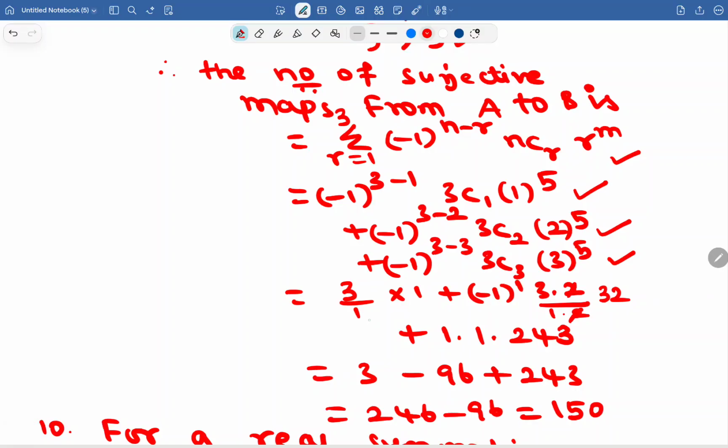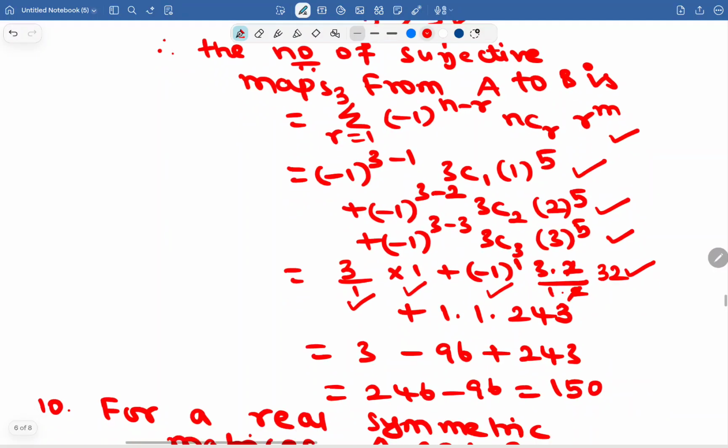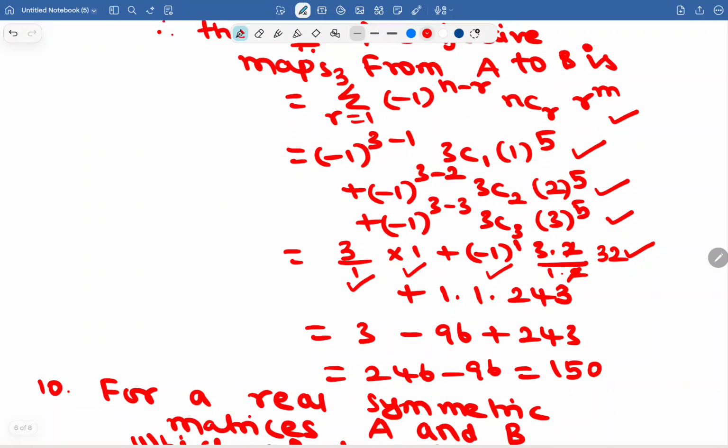minus 1 power 3 minus 1, that is minus 1 squared, plus 1, 3C1 is 3, by 1, 1 power 5 is 1. Then minus 1 power 3 minus 2, minus 1 power 1, 3C2 means 3 into 2 by 1 into 2, 2 power 5 is 32. The last one, minus 1 power 3 minus 3, minus 1 power 0 is 1, 3C3 again 1, 3 power 5 is 243.